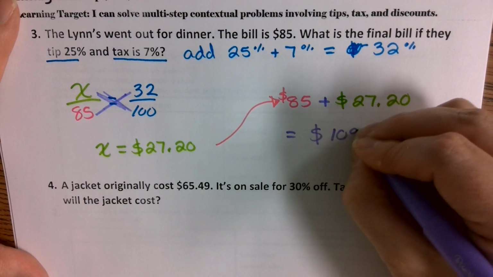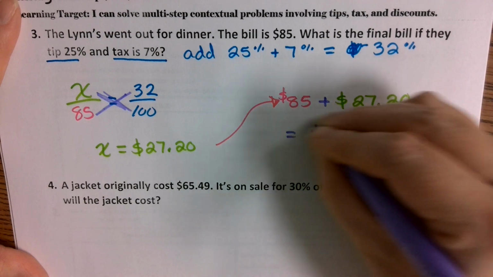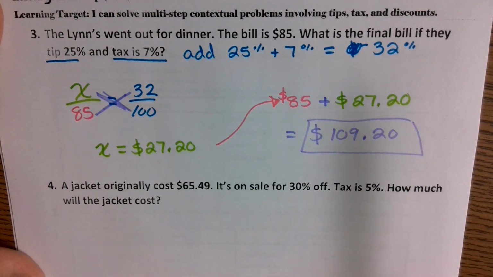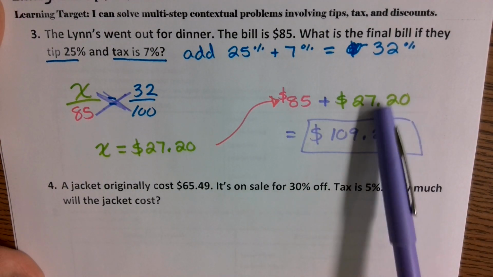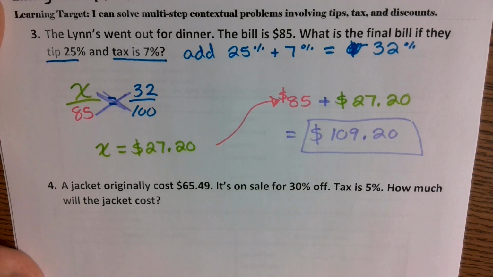Okay, when we add them together, it's $109.20. That's your total bill. That's how much tip and tax there is. That's how much your total bill is.